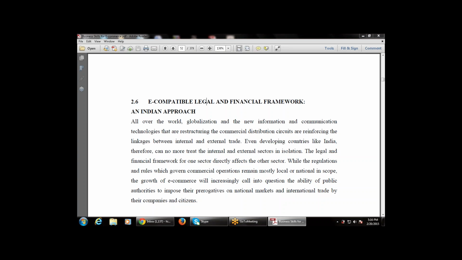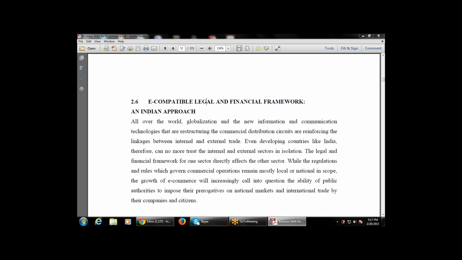All over the world, globalization and the new information and communication technologies that are restructuring the commercial distribution circuits are reinforcing the linkage between internal and external trade. Even developing countries like India can therefore no more treat the internal and external sectors in isolation. That is, there is no more gap between the internal and external sectors.